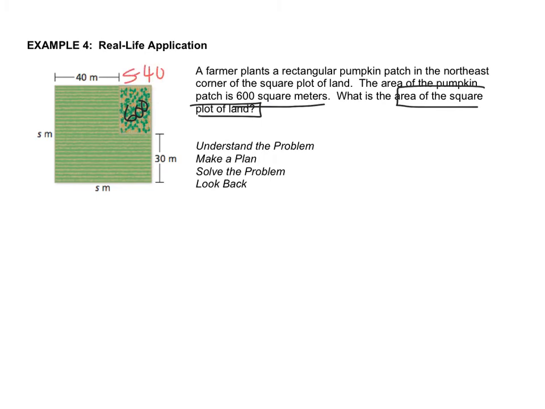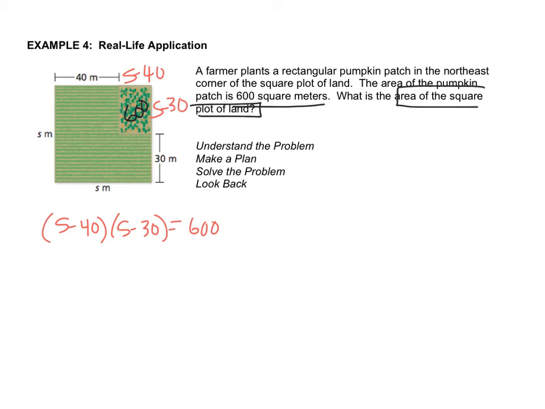Using that idea, what would the length of this side be? It's S minus 30 because this side is S and they give us that it's 30. So it's a little longer on this side than it is over here. All right, so now we know the 600 is the final area, and we know the length and the width of the pumpkin patch. So we can say S minus 40 times S minus 30 equals 600. I'm just doing length times width of the pumpkin patch.